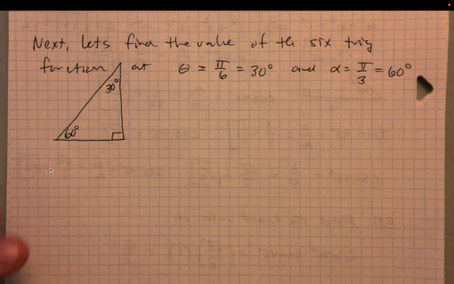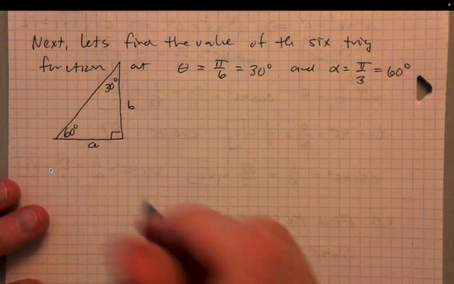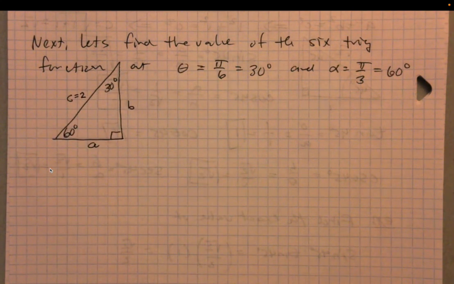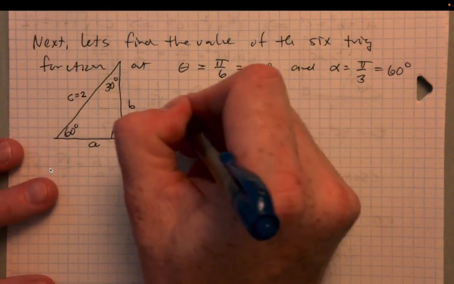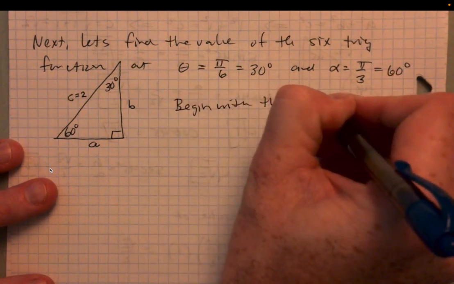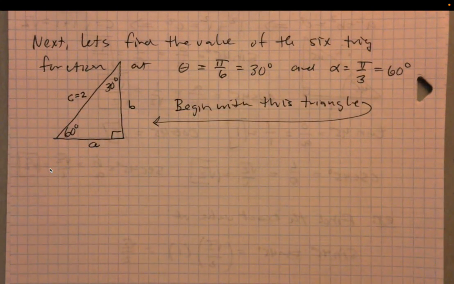Okay, and so let's say this is A, and this is B, and then let's set C equal to 2. So we're going to begin with this triangle.